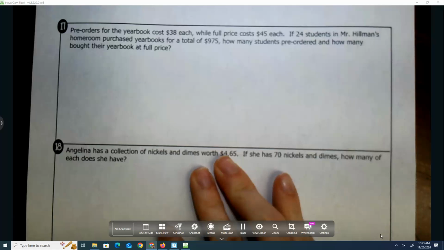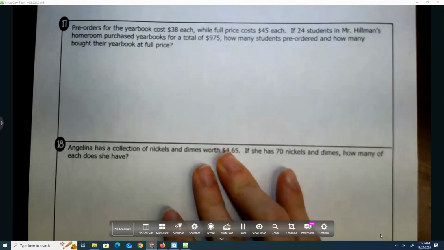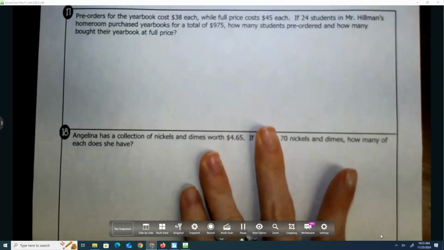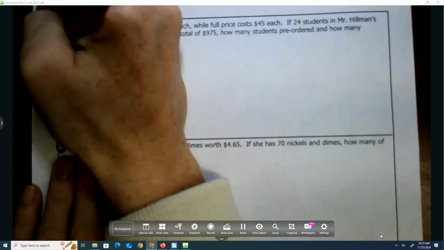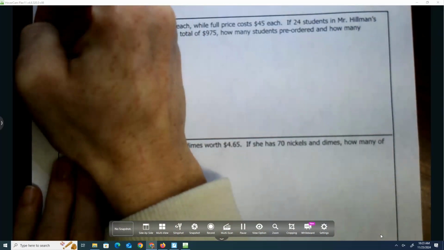Pre-orders for the yearbook cost $38 each, while full price costs $45 each. If 24 students in Mr. Hillman's homeroom purchased yearbooks for a total of $975, how many students pre-ordered and how many students bought their yearbook at full price? The very first thing I expect on any word problem is that you define your variables.